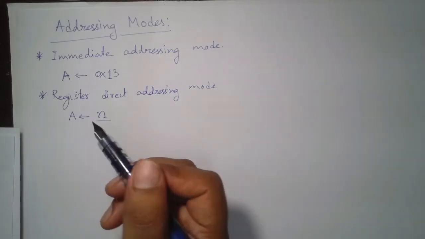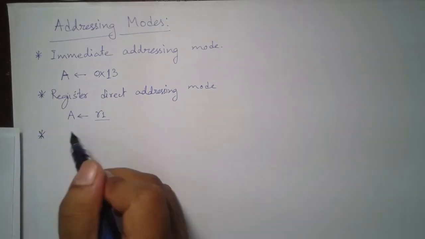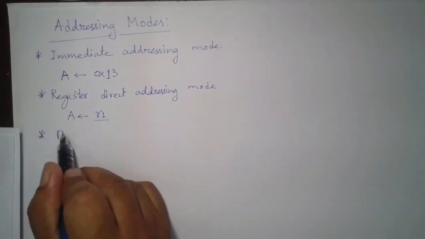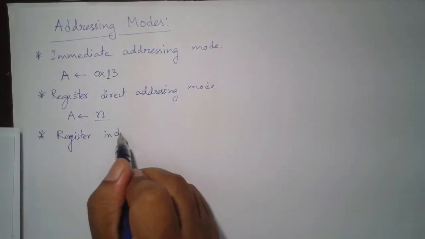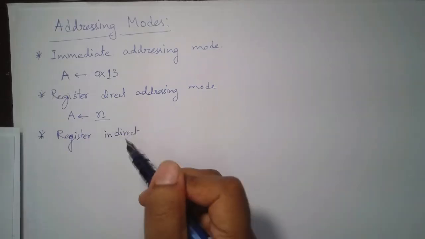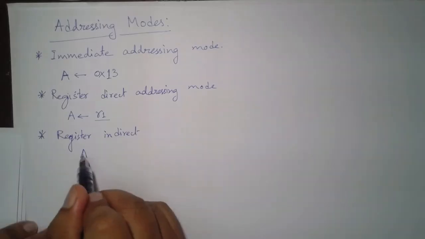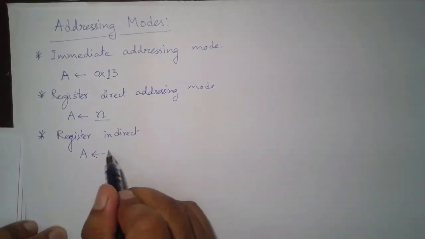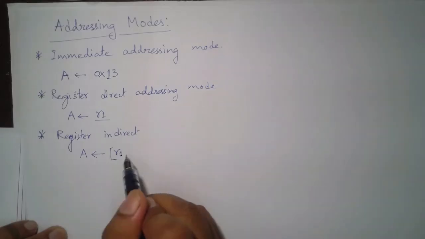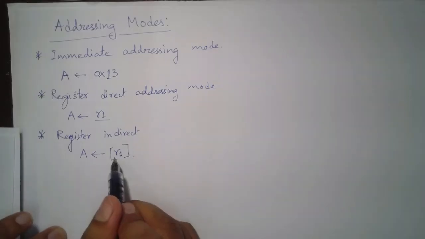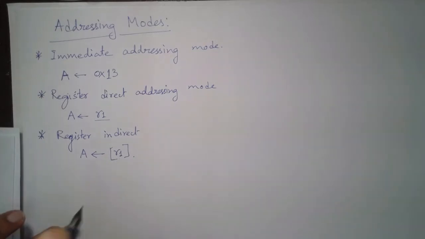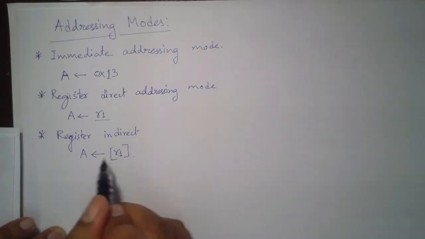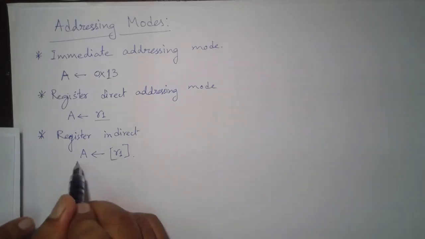Now, there is another mode called Register Indirect. In case of Register Indirect, you will update the value of A with the content of this register, basically the content of this register will specify an address, and you have to go to that address and get the value, and that value is what you want to update this variable with.